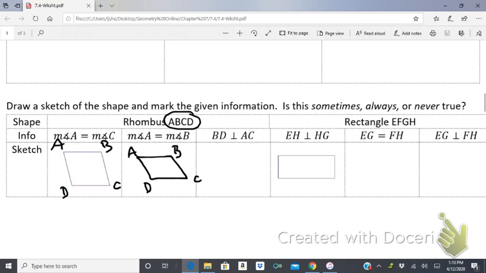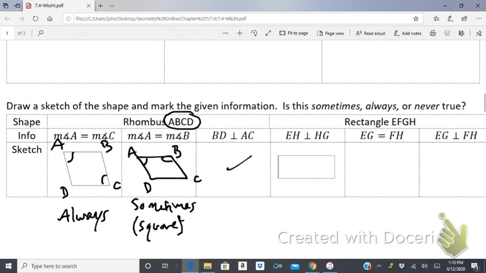So right here it's saying, is angle A congruent to angle C? Is that sometimes, always, or never true? This is always true. In a parallelogram, no matter what happens, that is always true. Okay? The next part says, are those two angles congruent to each other? This is sometimes true when this rhombus is a square. It's not always true, it's only true when that thing is a square. I'm going to let you do this one on your own.